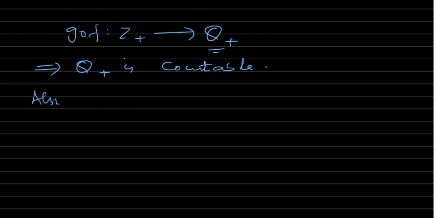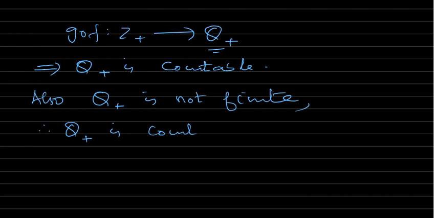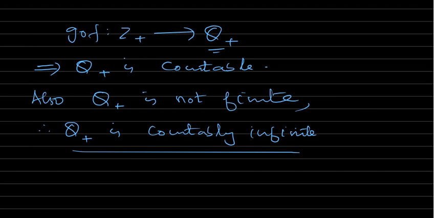Also this Q plus is not finite. This you can easily verify. It's not a finite set. So therefore Q plus is countably infinite. Any countable set which is not finite is countably infinite. So Q plus is a countably infinite set of positive rationals.